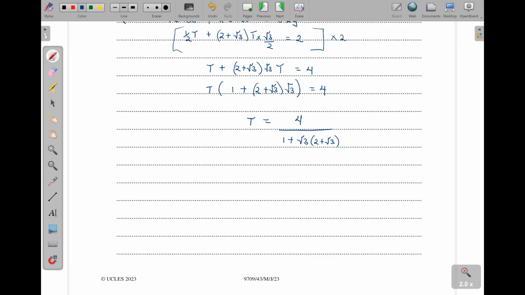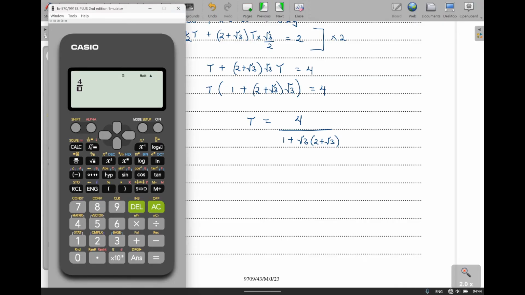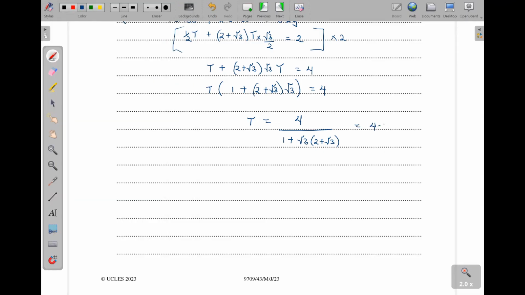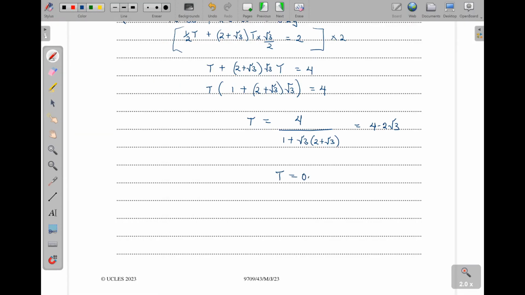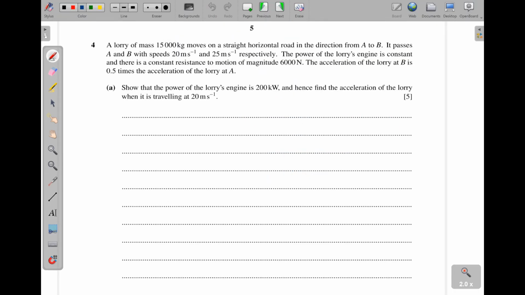Okay, now we put this in the calculator: 4 over (1 plus root 3) into (2 plus root 3), and then it gives us 4 minus 2 root 3. You can even leave it exact, you'll still be marked correct, or to 3 significant figures, 0.536. So I can write t is equal to 0.536 newtons. And that is that.